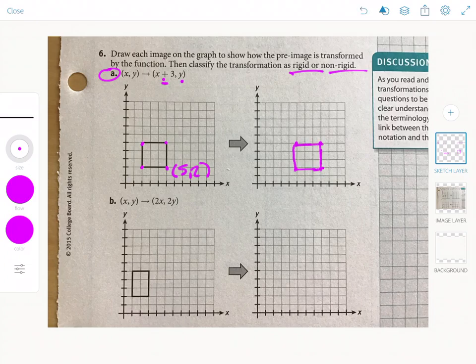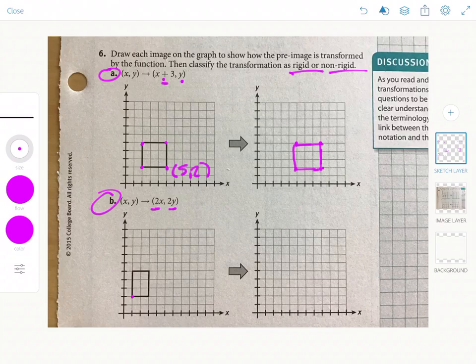And letter B, this is an example of a non-rigid motion because we have this smooth and continuous change when you multiply by a factor of 2. As I'm sure you recall from 8th grade math, this is a dilation. Anytime you're multiplying or dividing the x term, you are dilating.